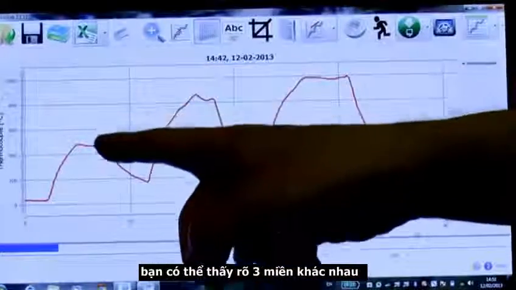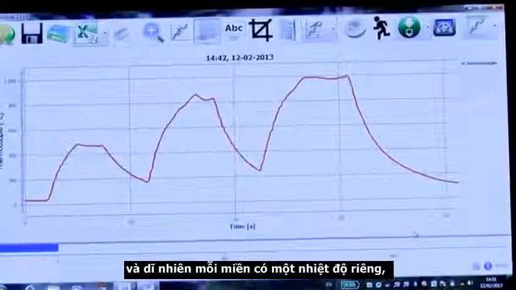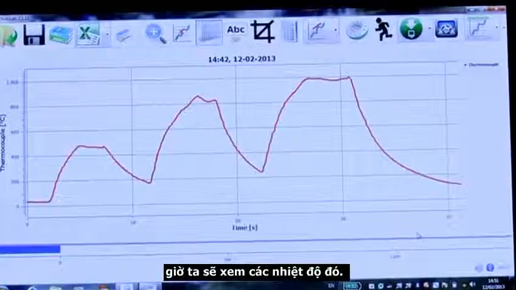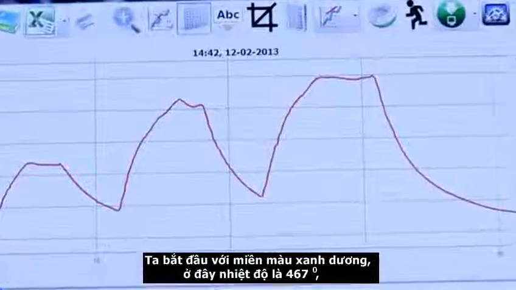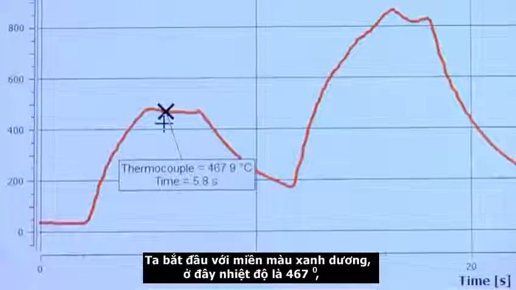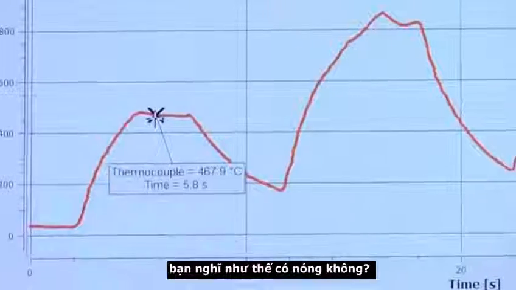You can clearly see the 3 different zones. It's also obvious that each zone has its own temperature. Let's see what the temperature is. We'll start with the blue zone. Here the temperature was 467 degrees centigrade. Do you think that's hot?